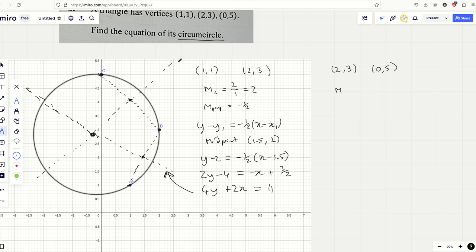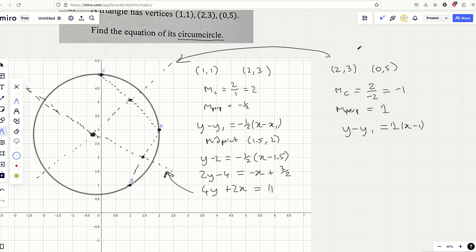Yeah, I now want to find the equation of this line over here. I'm going to start by finding the gradient of the chord, which is change in y over change in x, which is 2 over minus 2, which is minus 1. That's got a gradient of minus 1. So what's the perp gradient? The perpendicular gradient will be 1. Okay, I can now do y minus y1 is 1 times x minus x1.